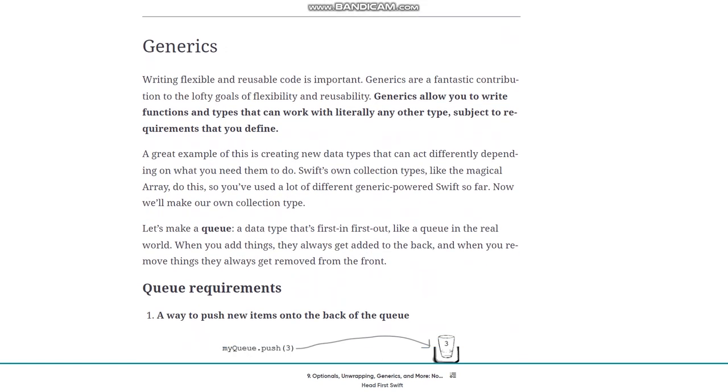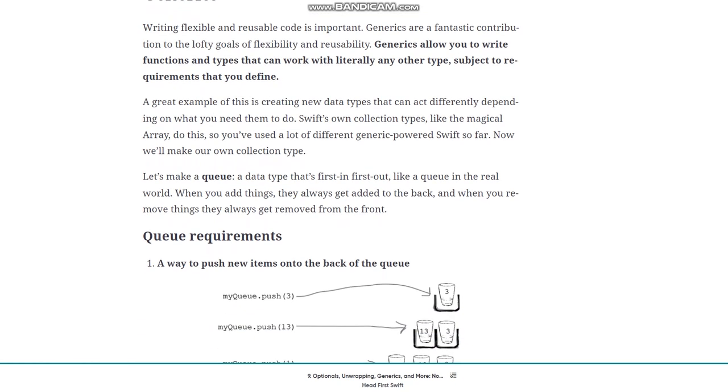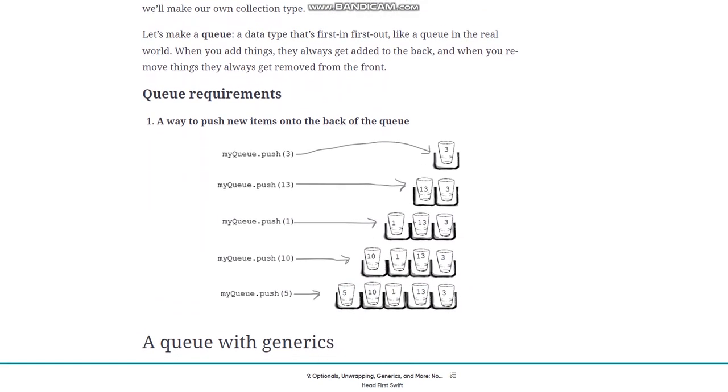So let's talk very quickly about generics. So we have been writing flexible and reusable code, and generics are a fantastic contribution to create flexible objects and reusable code. Generics allow us to write functions and types that can work with literally any other type, right? So we have some examples here.